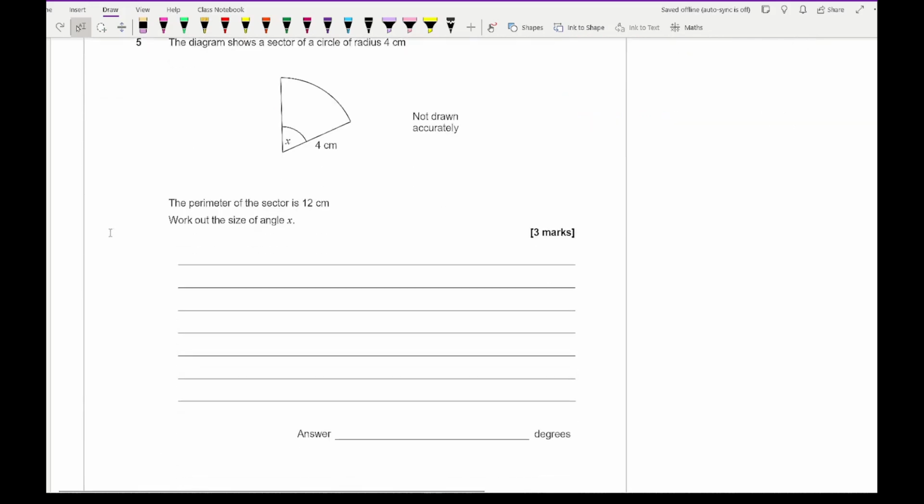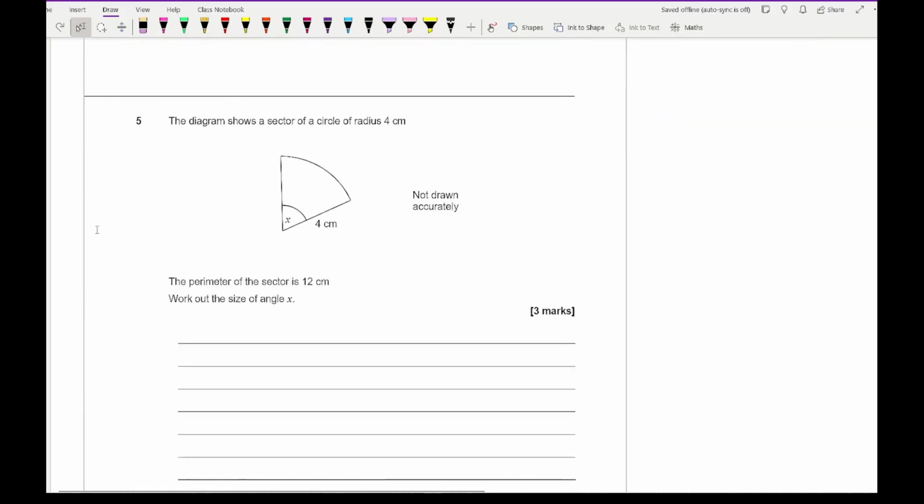So moving on to question 5, it says the diagram shows a sector of a circle with a radius of 4. The perimeter of the sector is 12. Work out the angle of x. So for this, what we need to do is recognize the formulas. Here we've got an arc. Now the formula for an arc is theta over 360 times 2 pi r. And this length here is going to be 4.